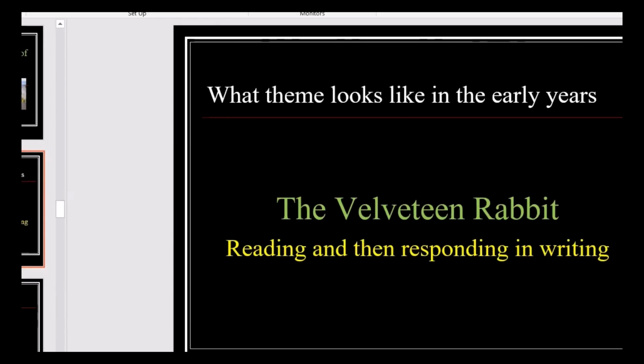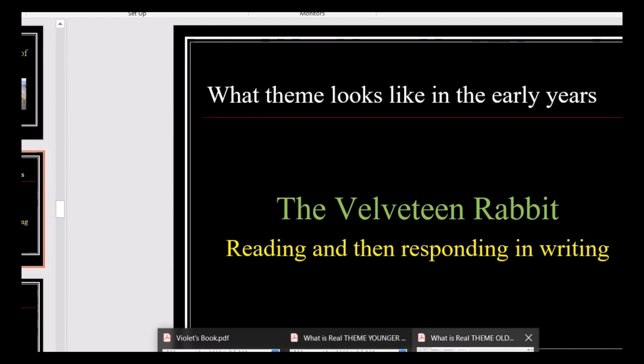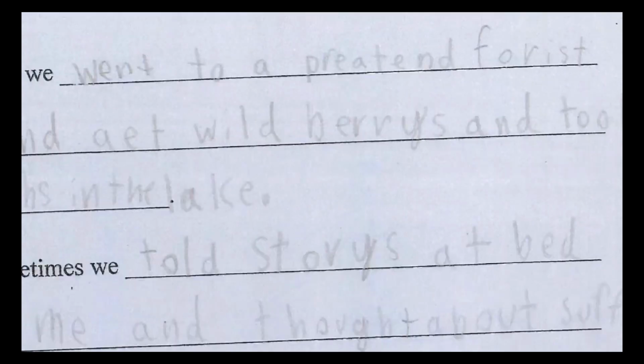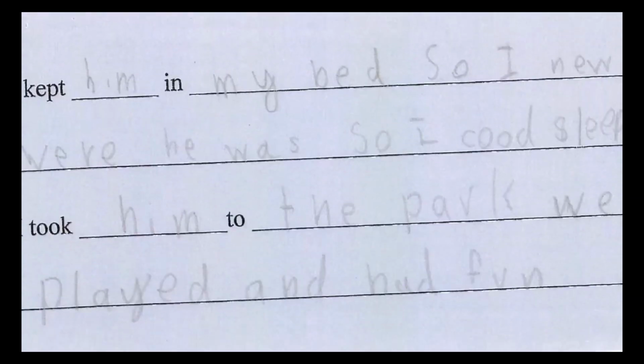This was a second grader. She writes, "There was once a giraffe named Spots. Together we laughed and made music, and we played and sang songs together. I loved him very much. Love makes you real. Once we went to a pretend forest and got wild berries and took baths in the lake. Sometimes we told stories at bedtime and thought about stuff. I kept him in my bed so I knew where he was and I knew I could sleep with him. I took him to the park and we played and have fun.